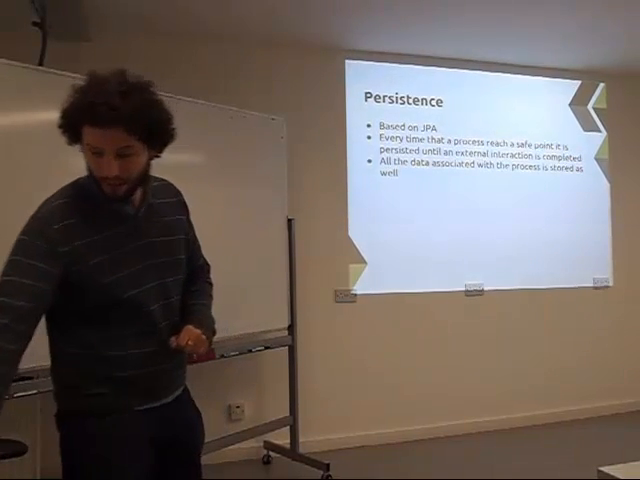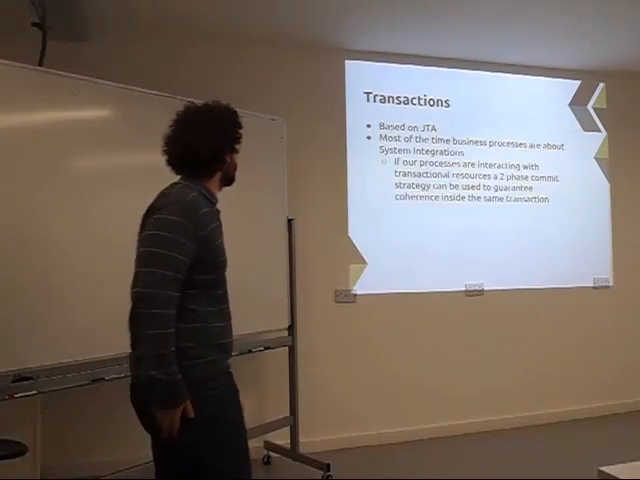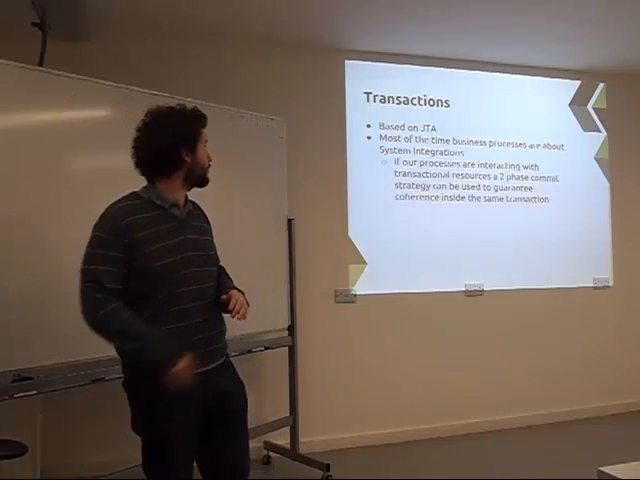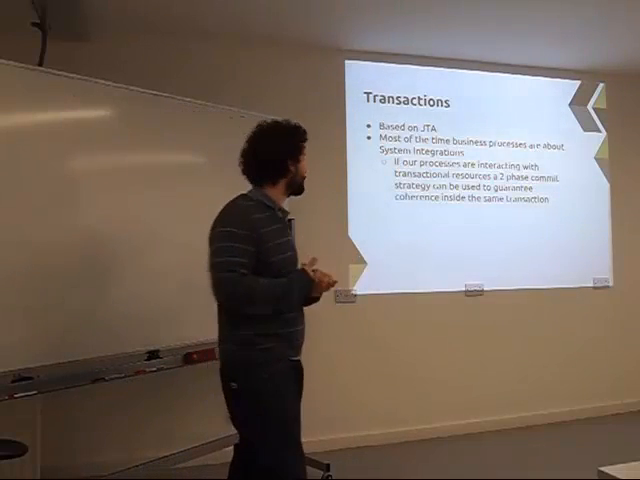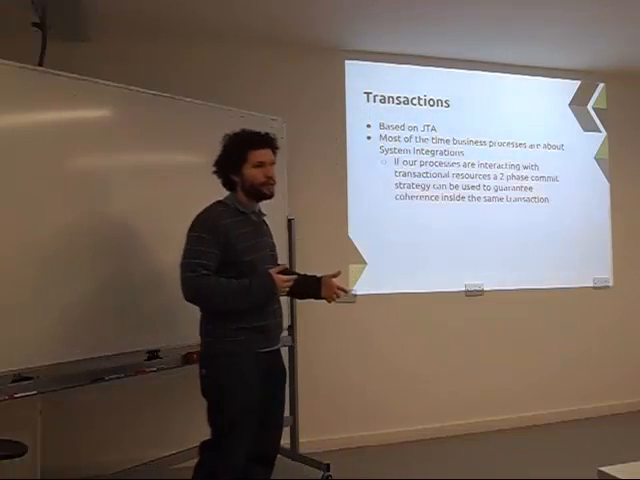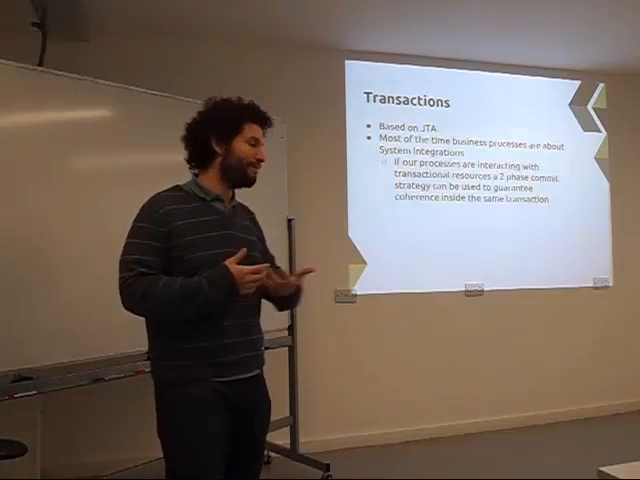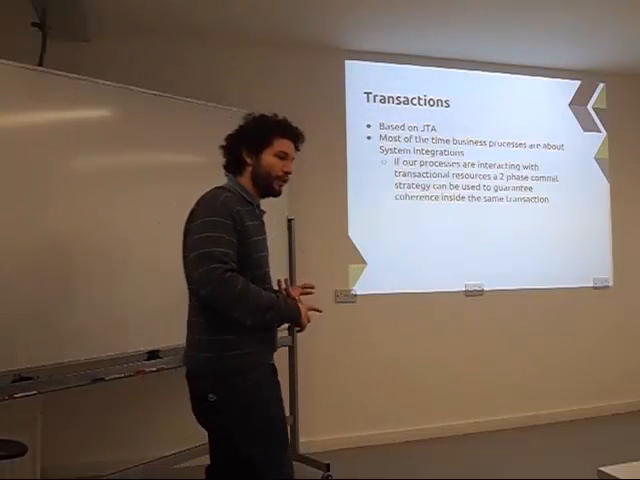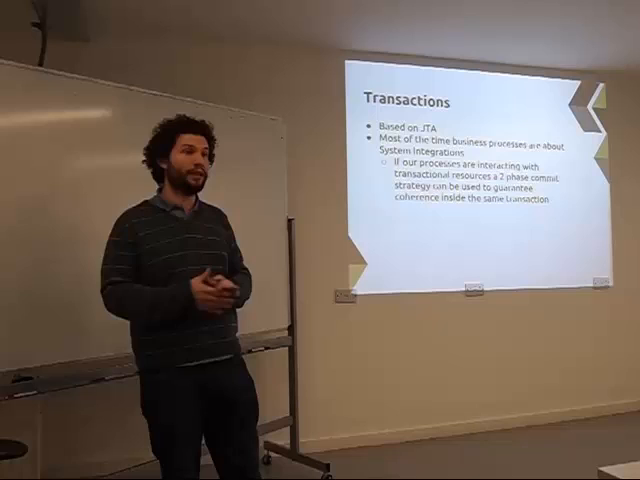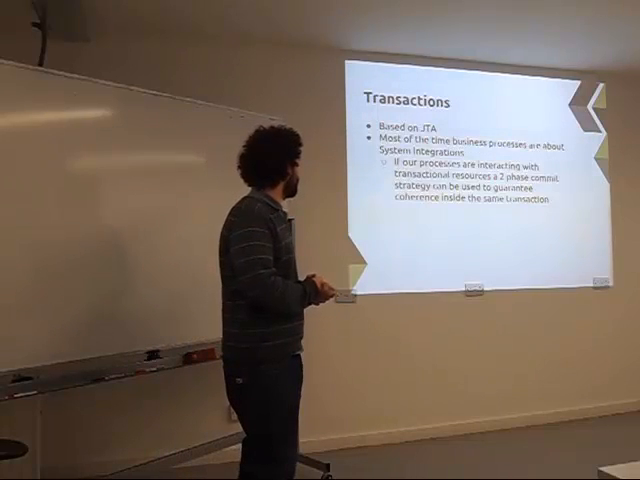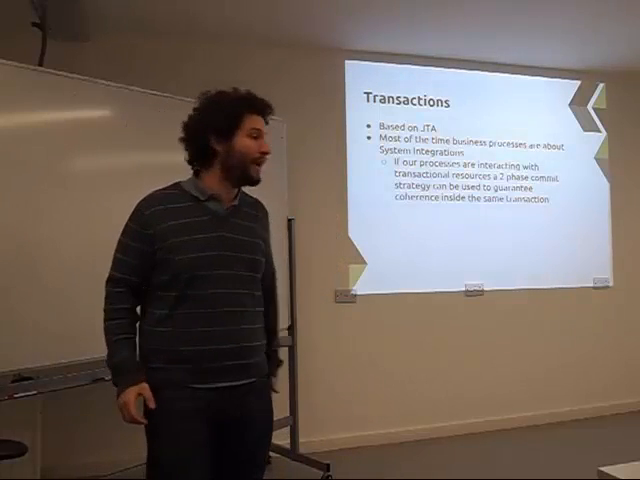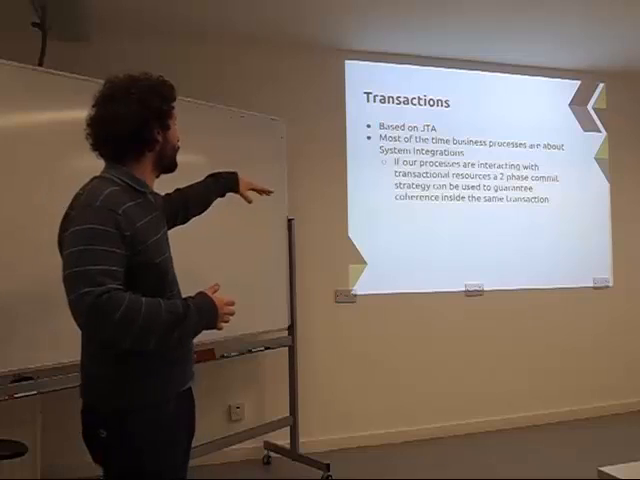And transactions as well are based on JTA, a standard, and of course you can provide your own plugins or hooks in order to define the transaction boundaries. The book in these sections starts talking about system integration, what happens when we need to make our process interact with different transactional resources, what are the conceptual ways of defining a transaction boundary, and what's the mindset that you need to have in order to tackle problems around these topics.